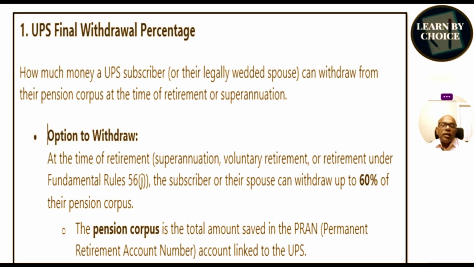56J. It should not be a penalty. Then the pension corpus is the total amount saved in the PRAN. PRAN means permanent retirement account number, which is linked to the UPS.